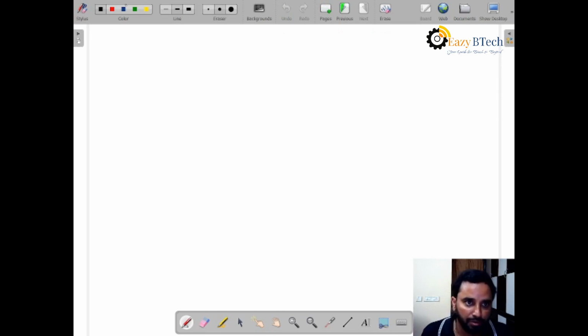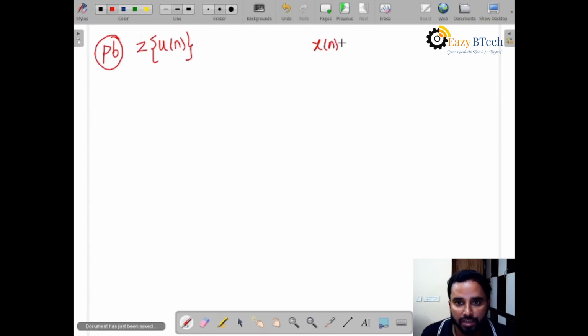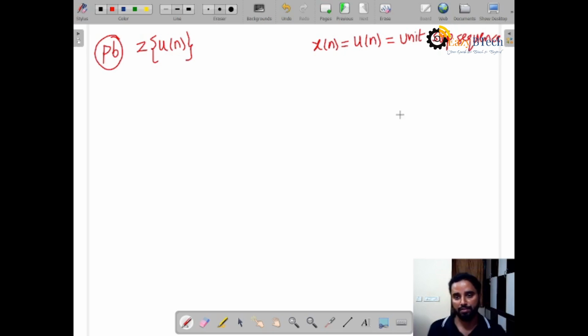Similarly, another problem we can do. Z transform of u of n. What is u of n? U of n is a unit step sequence. So what is the Z transform of this unit step sequence? First we have to see what is u of n. Then we can do Z transform.